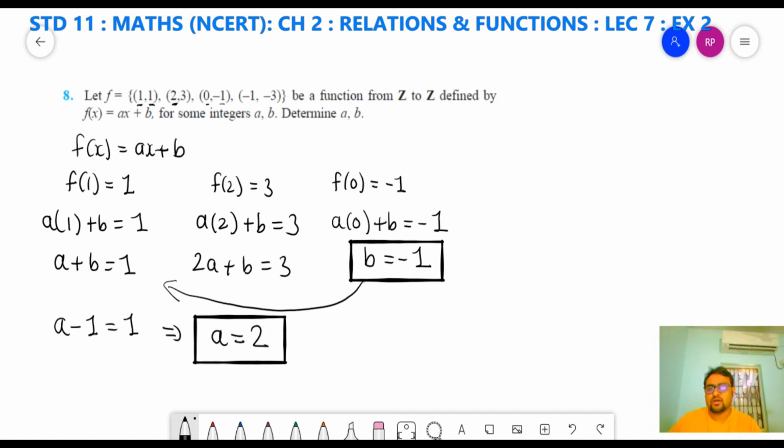So this was about question number 8. We just used the function f(x) equal to ax plus b and we found out the values of a and b. Clear? Just note down question number 8.